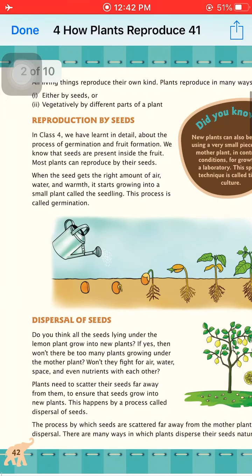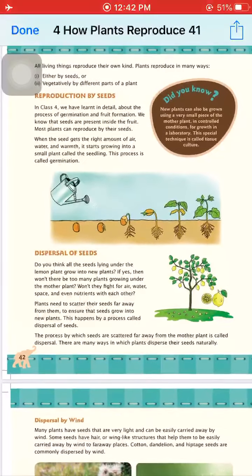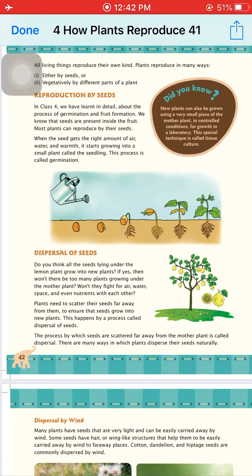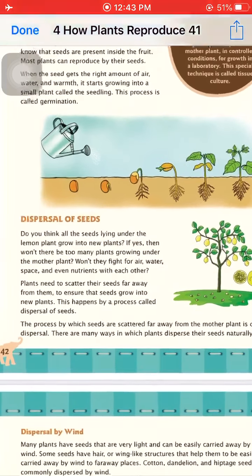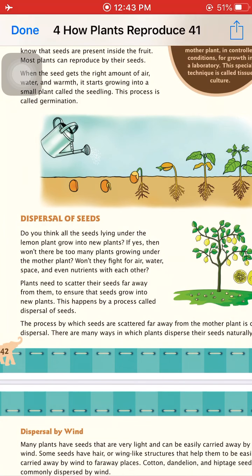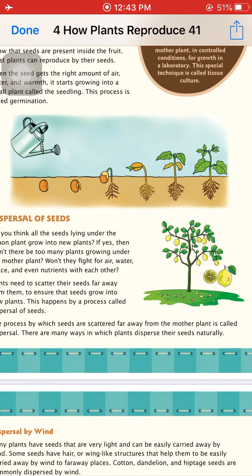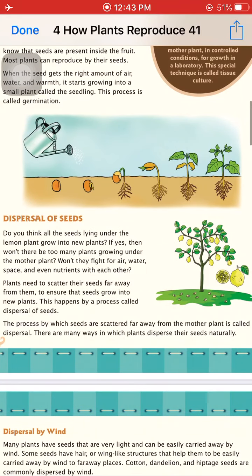Okay. Next is dispersal of seeds. Dispersal means scattering of seeds from one place to another place by the mother plant. Do you think all the seeds lying under the lemon plant grow into new plants? Do you think that all the seeds lying on the floor grow into new baby plants? If yes, then won't there be too many plants growing under the mother plant?